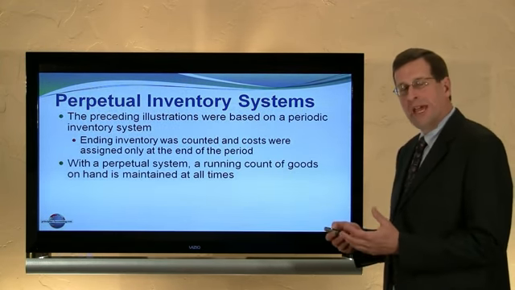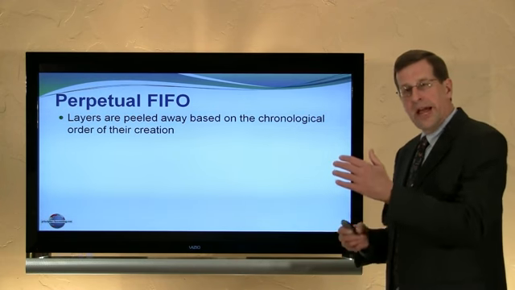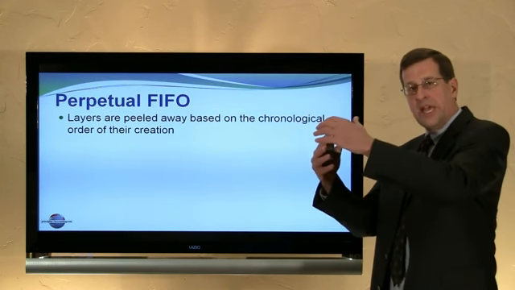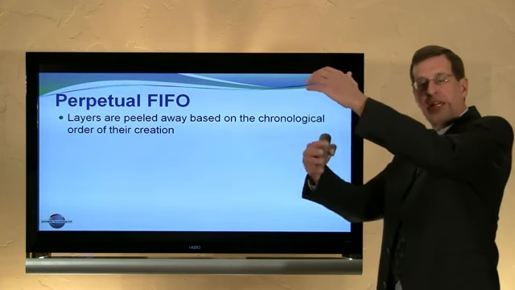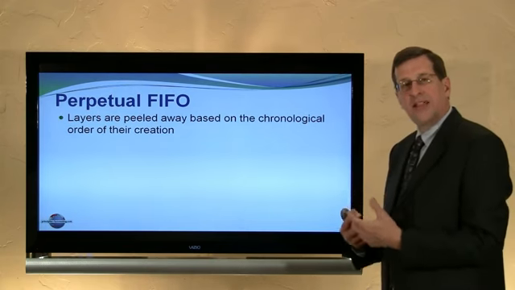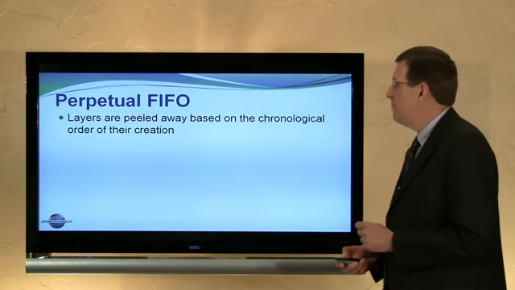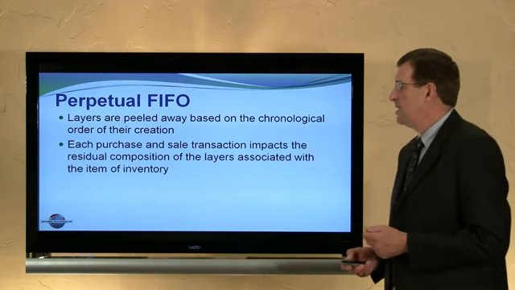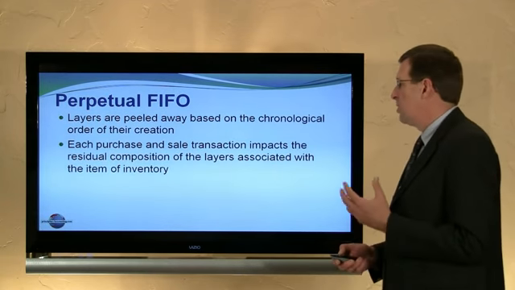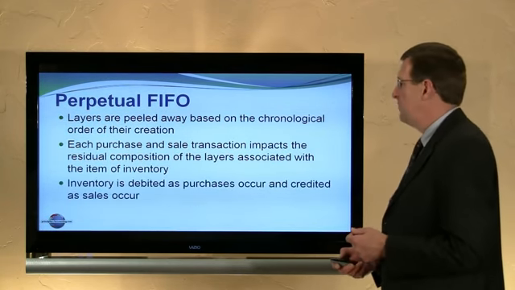With the perpetual FIFO system, layers are peeled away based on the chronological order of their creation. That is, we buy goods, we sell goods, we buy goods, we sell goods. But as we sell, we're constantly first in, first out. We're selling those earliest inventory layers that exist at the time we make the sale. Each purchase and sale transaction impacts the residual composition of layers associated with the inventory.